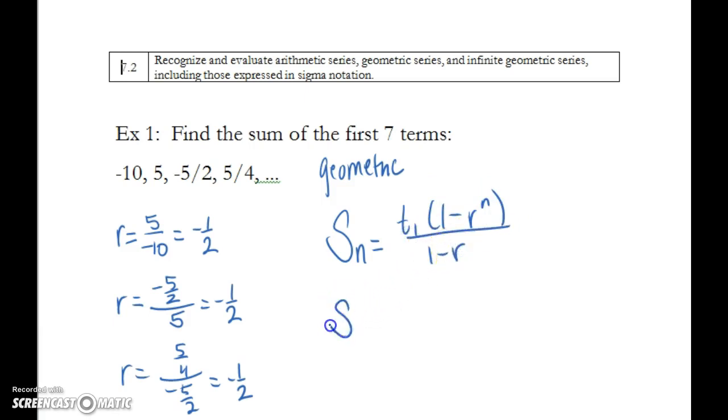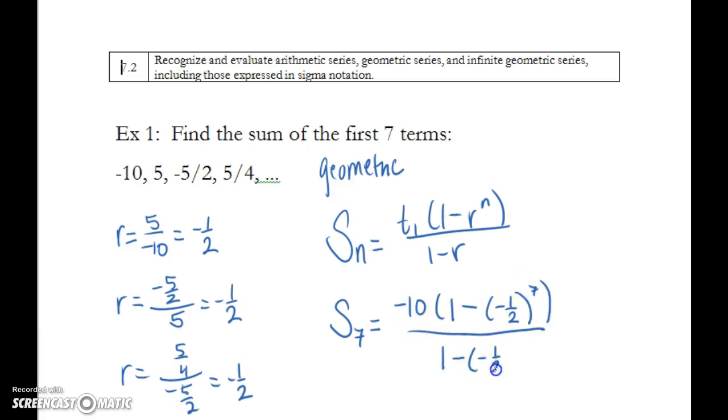All we're doing is substituting, and our quantity is 7, so that goes in for n. T1 is our first term, negative 10. 1 minus r, and r is negative 1/2. Now be careful, you have a minus from your formula and a negative on the r. And n is 7. So 1 minus negative 1/2.